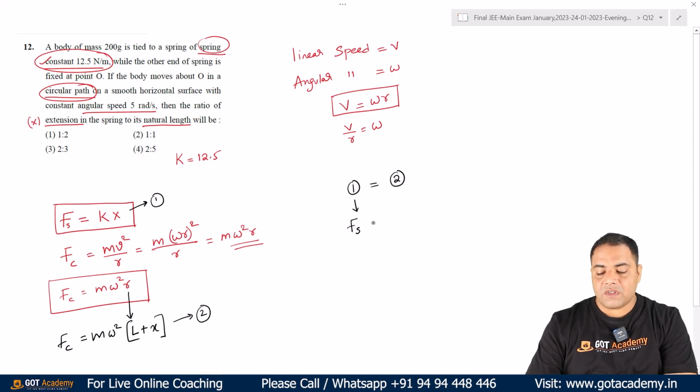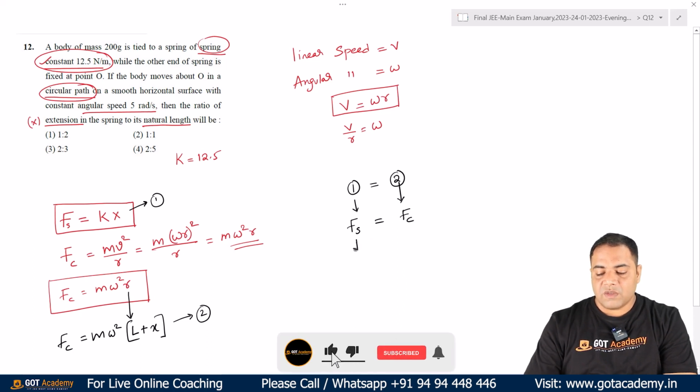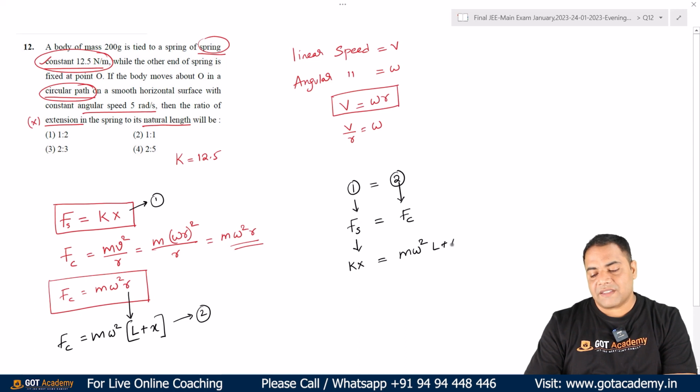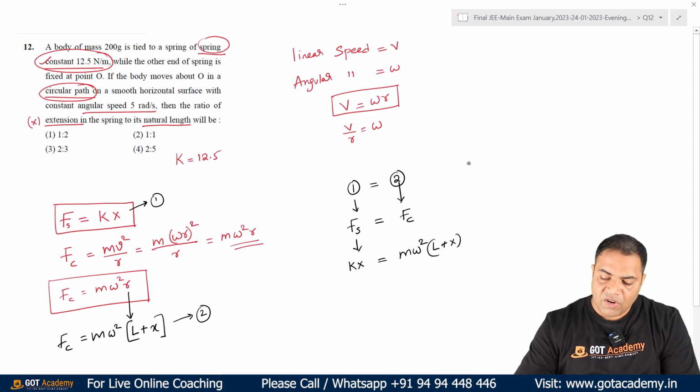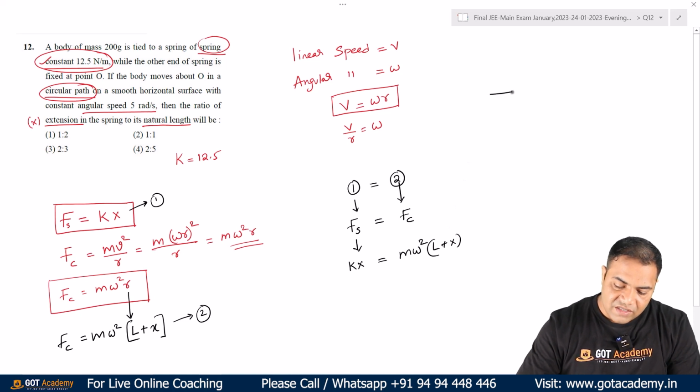That is spring force, and from equation 2 it is centripetal force, since it's moving in a circular path. So here the spring force is kx, whereas this is m omega square into (L plus X). Like this we have to write, my dear children. If you want to draw the diagram, like this, what is there here?